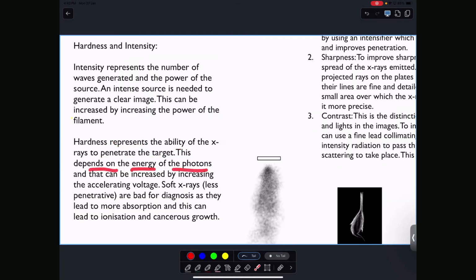This depends on the energy of the photons that can be increased by increasing the accelerating voltage. Soft X-rays are bad for diagnosis as they lead to more absorption, and this can lead to ionization and cancerous growth. So if your X-ray image is soft, right, it's a problem. So if you ever do an X-ray and you see it's very hazy, it's one of two things, by the way. Actually, they use a wrong setting. What's the other one?